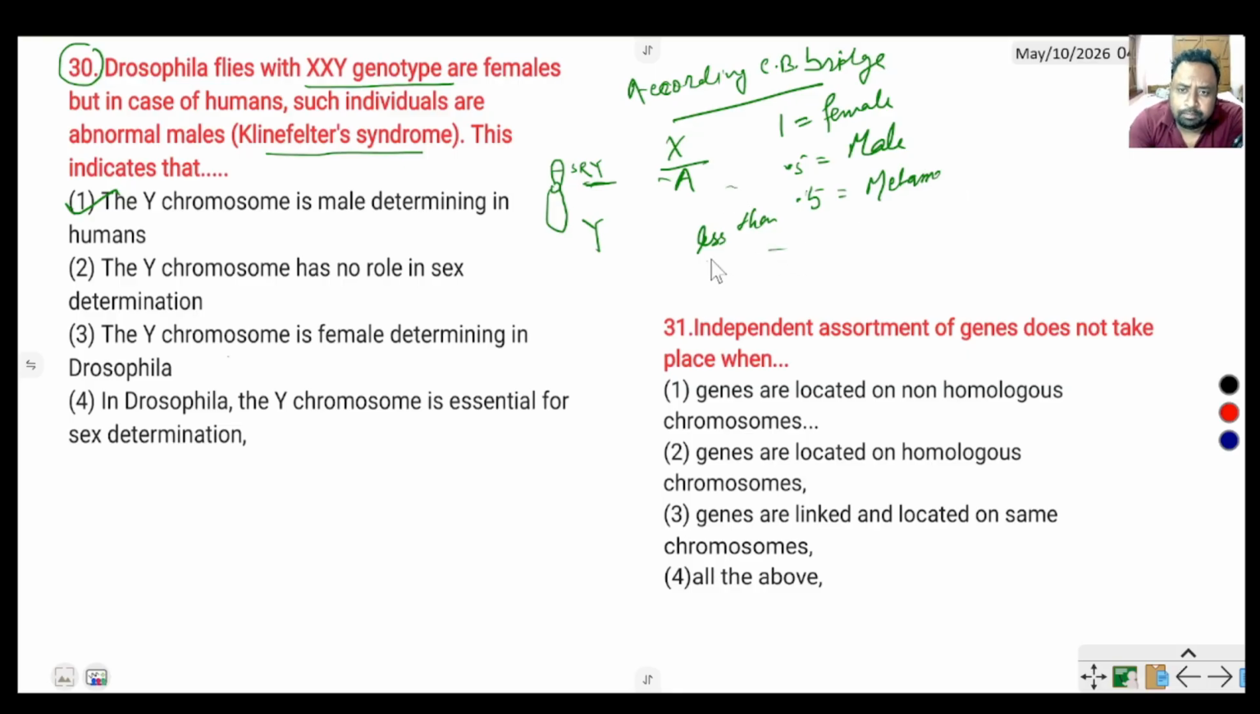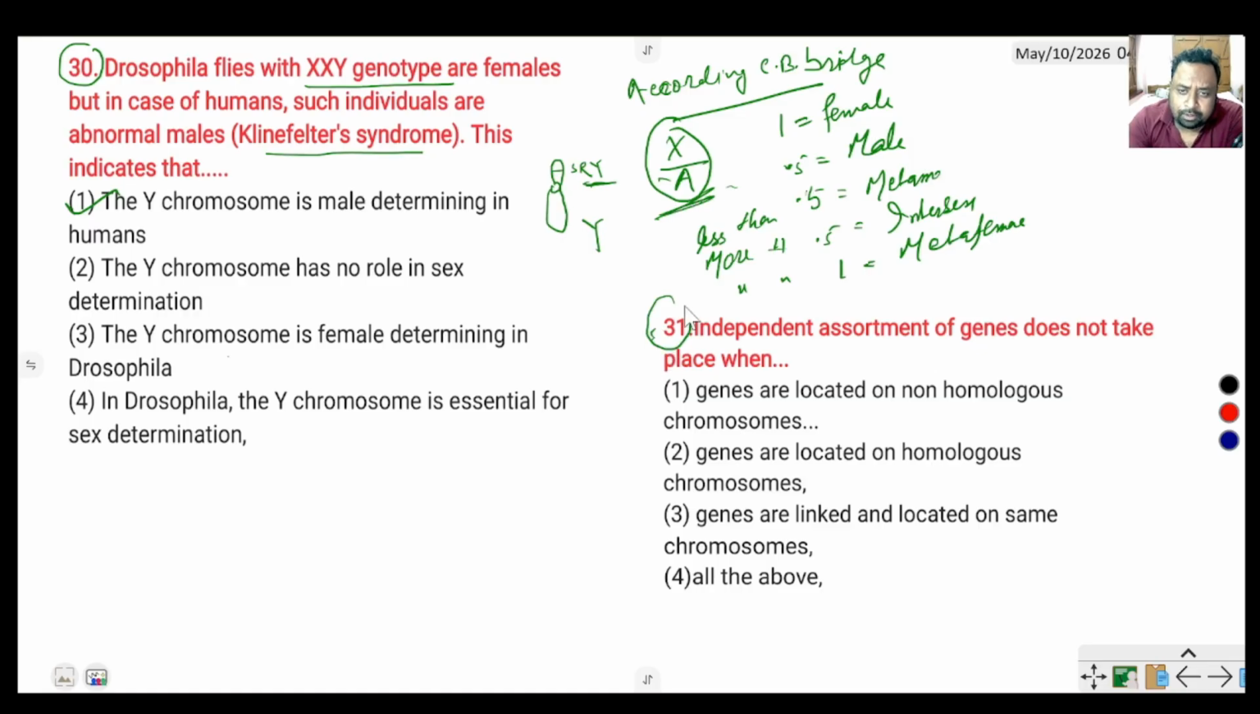And more than 0.5 is intersex, and more than 1 is metafemale. Sex linked gene present in the X:A ratio in case of Drosophila. The Drosophila sex is determined by the X by A ratio.